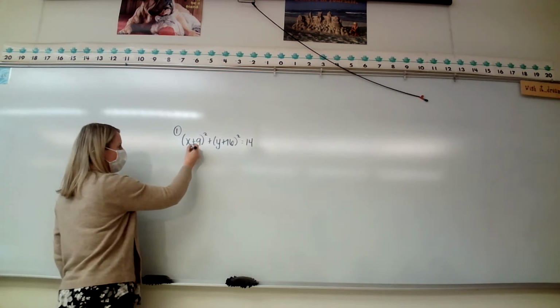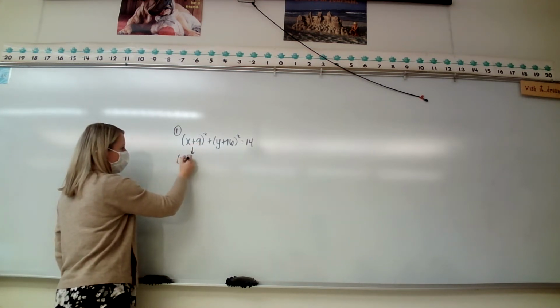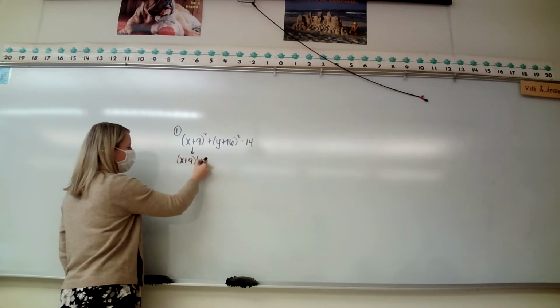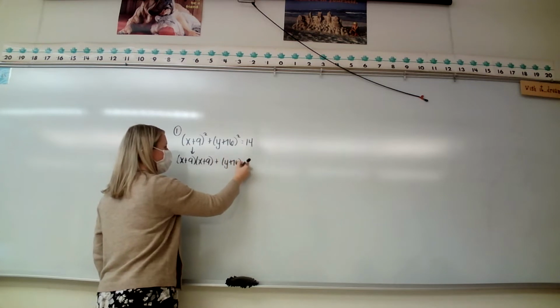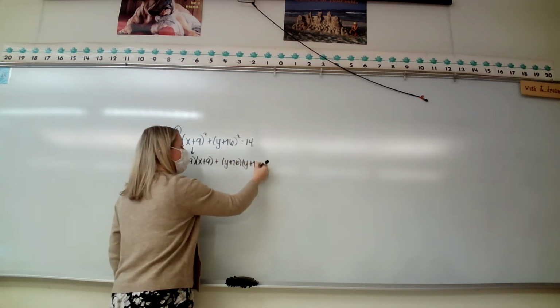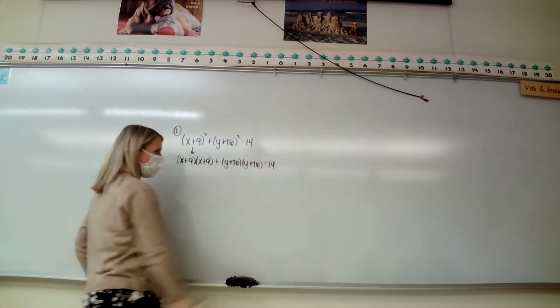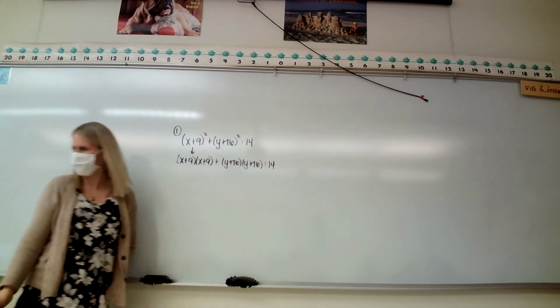So I always kind of just go through and say, okay, well, x plus 9 squared means I multiply it by itself. Plus y plus 16 is going to get multiplied by itself. Equals 4. Where did I get 14 from?